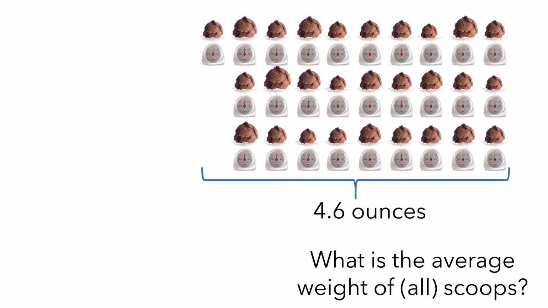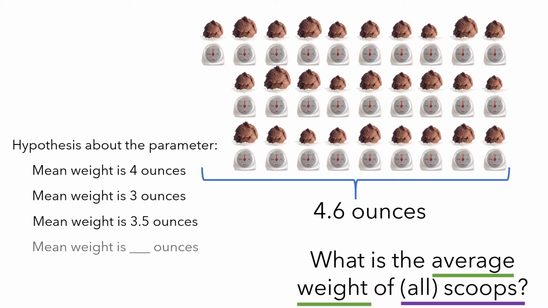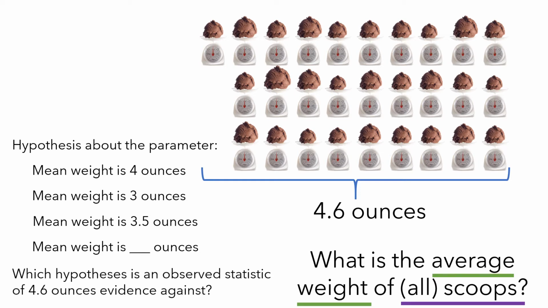Let's start by identifying the population and parameter. In this case, the population is all scoops of ice cream from the shop, and the parameter is the mean weight of those scoops. Then there are numerous hypotheses we can make about the parameter. We could hypothesize that the mean weight is 4 ounces, or that it is 3 ounces, or 3.5 ounces, or any value. And then we want to know which hypothesis is an observed statistic of 4.6 ounces evidence against.